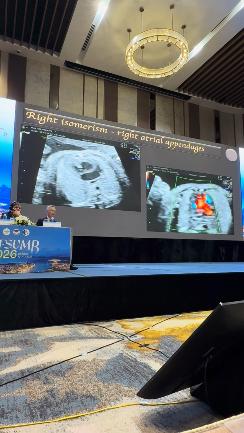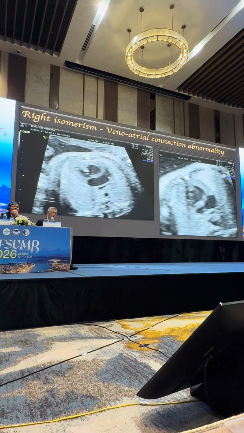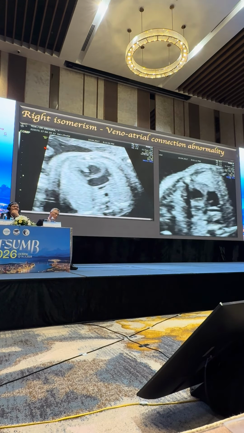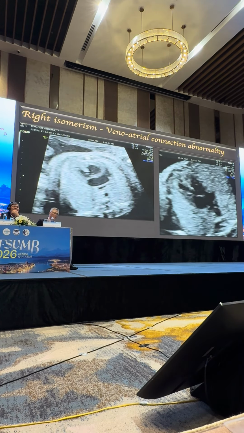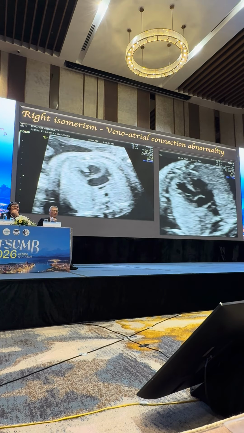Similarly, you can find another factor: the pulmonary veins are not directly opening into the left atrium, but are opening into a channel, which in turn opens into the left atrium. It is definitely associated with complex cardiac abnormalities. As you can see, one of the commonest is atrioventricular septal defects associated with TAPVC, that is, total anomalous pulmonary venous drainage.